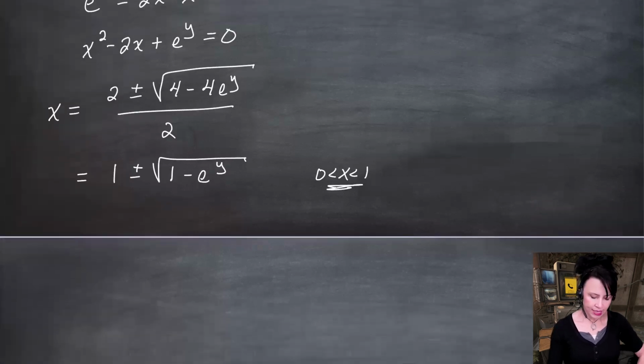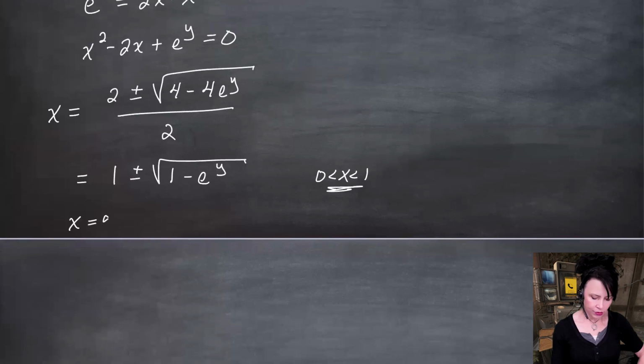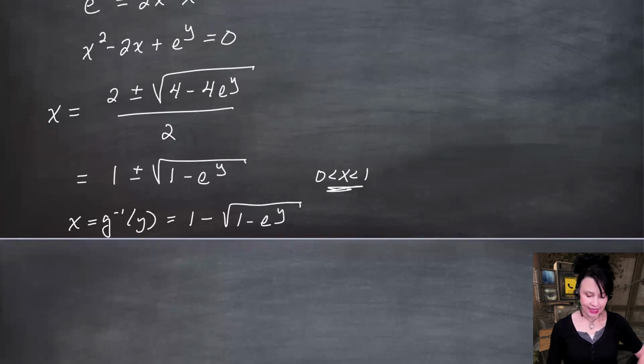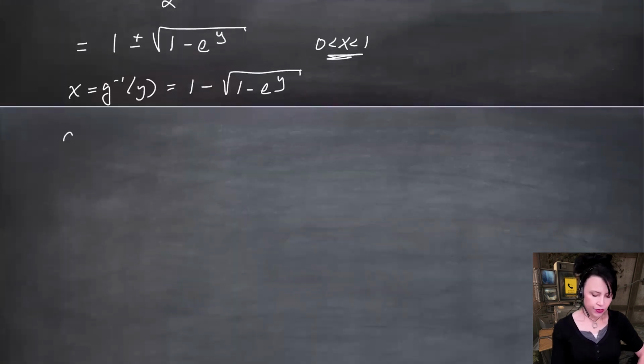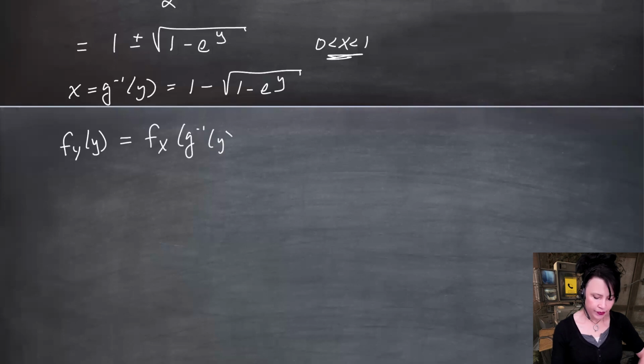And so I am going to take my x, or g inverse y, to be 1 minus the square root of 1 minus e to the y. Okay, so remember our f_Y of y, and you certainly can put a semicolon theta in there, but back when we did this g inverse stuff, we didn't have that notation. So I don't know what you want to do, but I'll just go with our old notation, absolute value, d dy, g inverse of y.